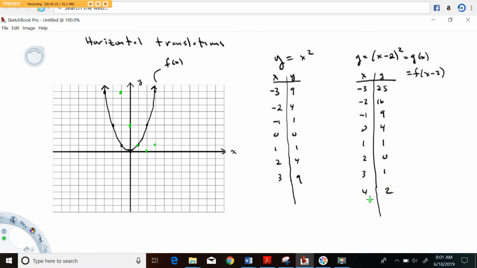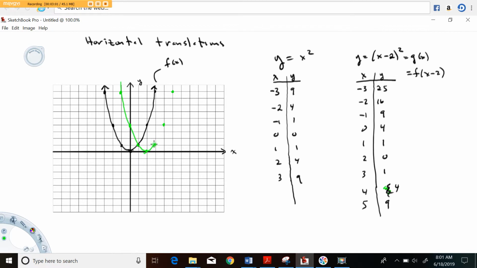4, 2, oops, I don't think that's 2 here, give me a moment. 4 minus 2 is 2, squared. Oh, I'm sorry, that should have been 4, 4. My bad. Okay, so 1, 2, 3, 4, 1, 2, 3, 4, and maybe one more. Let's plot it for x equals 5 as well. 5 minus 2 is 3, squared is 9. So 1, 2, 3, 4, 5, and then 9. Okay, and then we'll connect the dots.